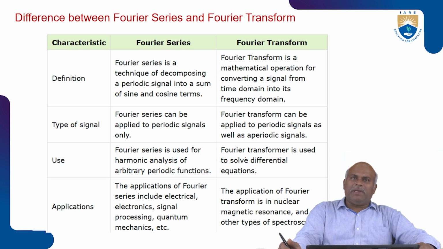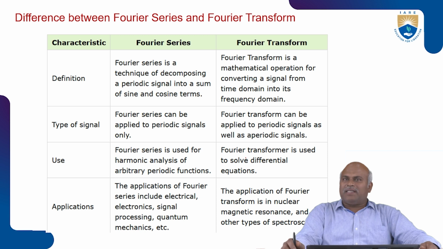The Fourier series can be applied to periodic signals only. Why? Because it has to satisfy the periodic condition. If the signal is not periodic, it is not possible to find the Fourier series. Otherwise, we need to convert the non-periodic signal into a periodic signal. After that, we can apply the Fourier series.